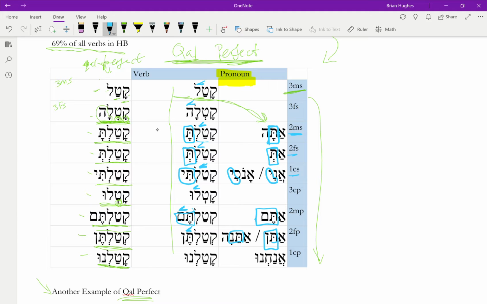So you've already begun to learn these endings by learning their pronouns. And our first common plural here, we, is katalnu. So the center syllable gets that accent. And the nu ending of anachnu, the first common plural pronoun, again shows up here in the first common plural of katal. Now, unfortunately, katal means to kill, so it's not a super fun thing to say over and over again, but I'll read through this again.